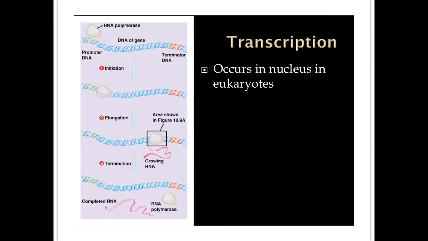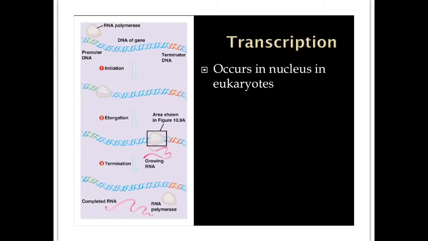So now let's take a closer look at transcription. Again, it occurs in the nucleus in eukaryotes. Prokaryotes don't have a nucleus, so it's just going to occur in the cytoplasm, wherever the DNA is. Remember, a gene is a segment of DNA that codes for one protein. It is surrounded by a region of DNA called the promoter, which signals where transcription should start, and a region of DNA called the terminator, which signals where transcription should stop.